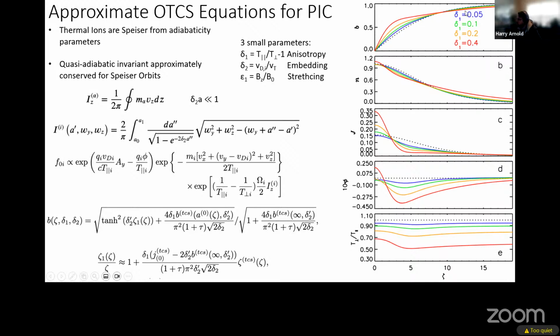And this dotted line here, that is the Harris current sheet, that is these quantities in the Harris current sheet as a function of zeta or Z. And then for various values of the anisotropy, we've plotted these other values. And something to note is that the current sheet very clearly has a thin current sheet right in the middle, and then this much thicker current sheet as you go further out in Z.